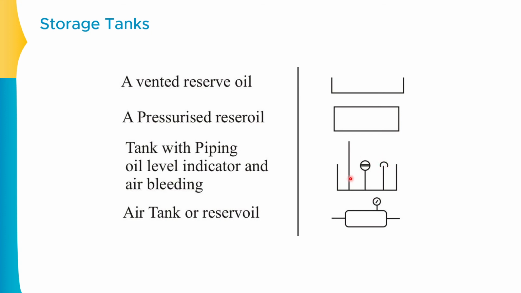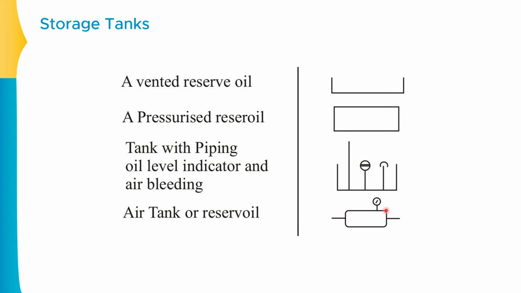Okay, so there are a total of 4 combinations of symbols. Very first is the reservoir symbol, second is the return line symbol, third is the level indicator symbol, and fourth one is the air bleeding symbol. Combined, it is known as the tank with the piping, oil level indicator, and air bleeding. And the last symbol that you can observe is the air tank or reserve oil.